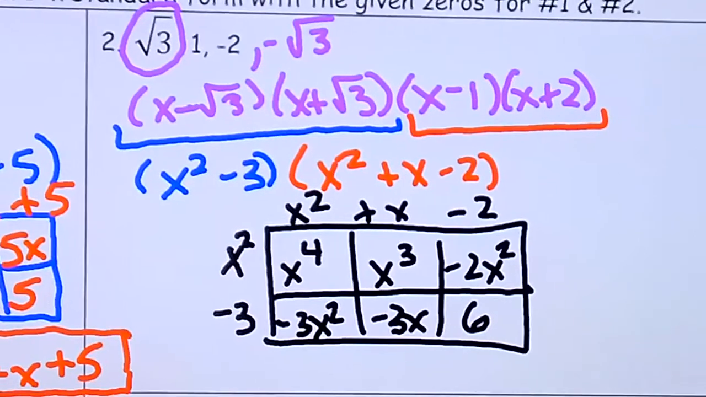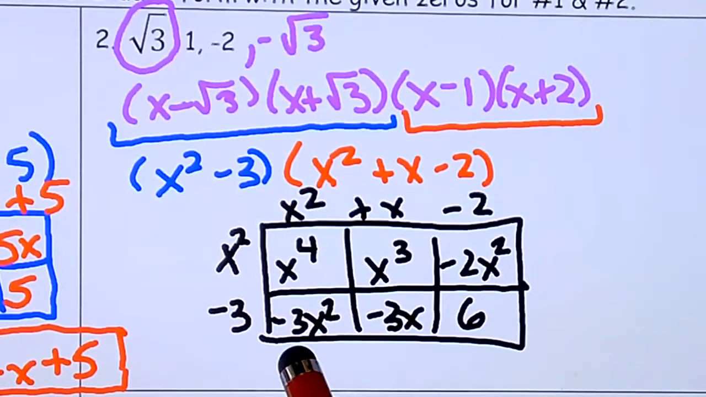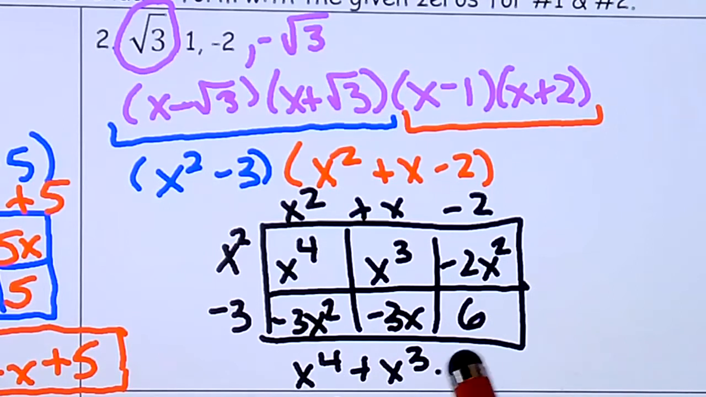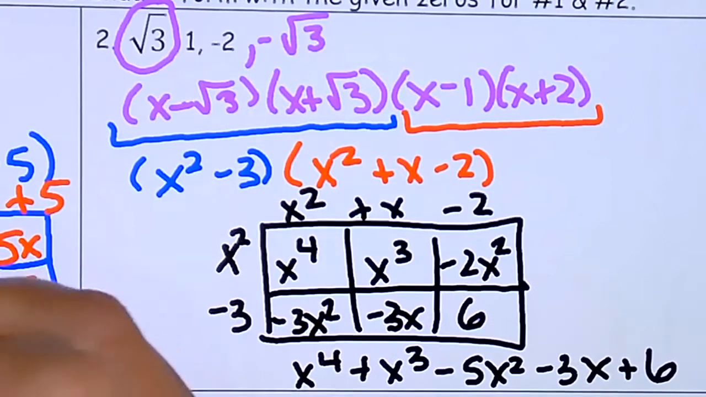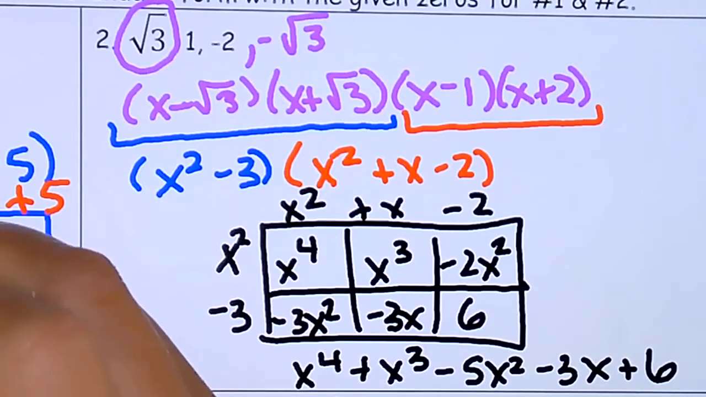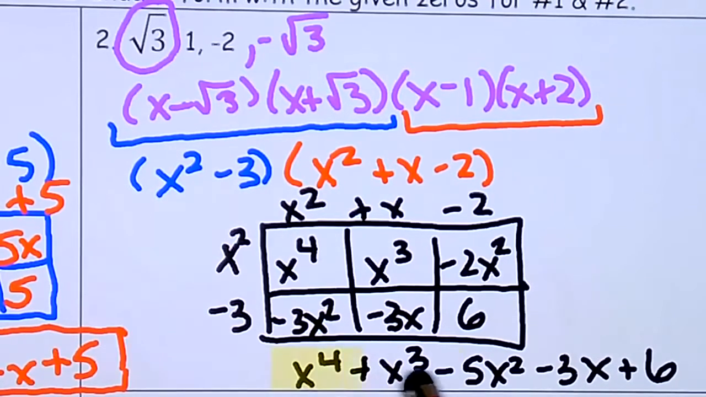So now we're going to combine like terms and get x to the 4th plus x to the 3rd minus 5x squared minus 3x plus 6. And that is going to be our answer right there. Okay, so number 3.